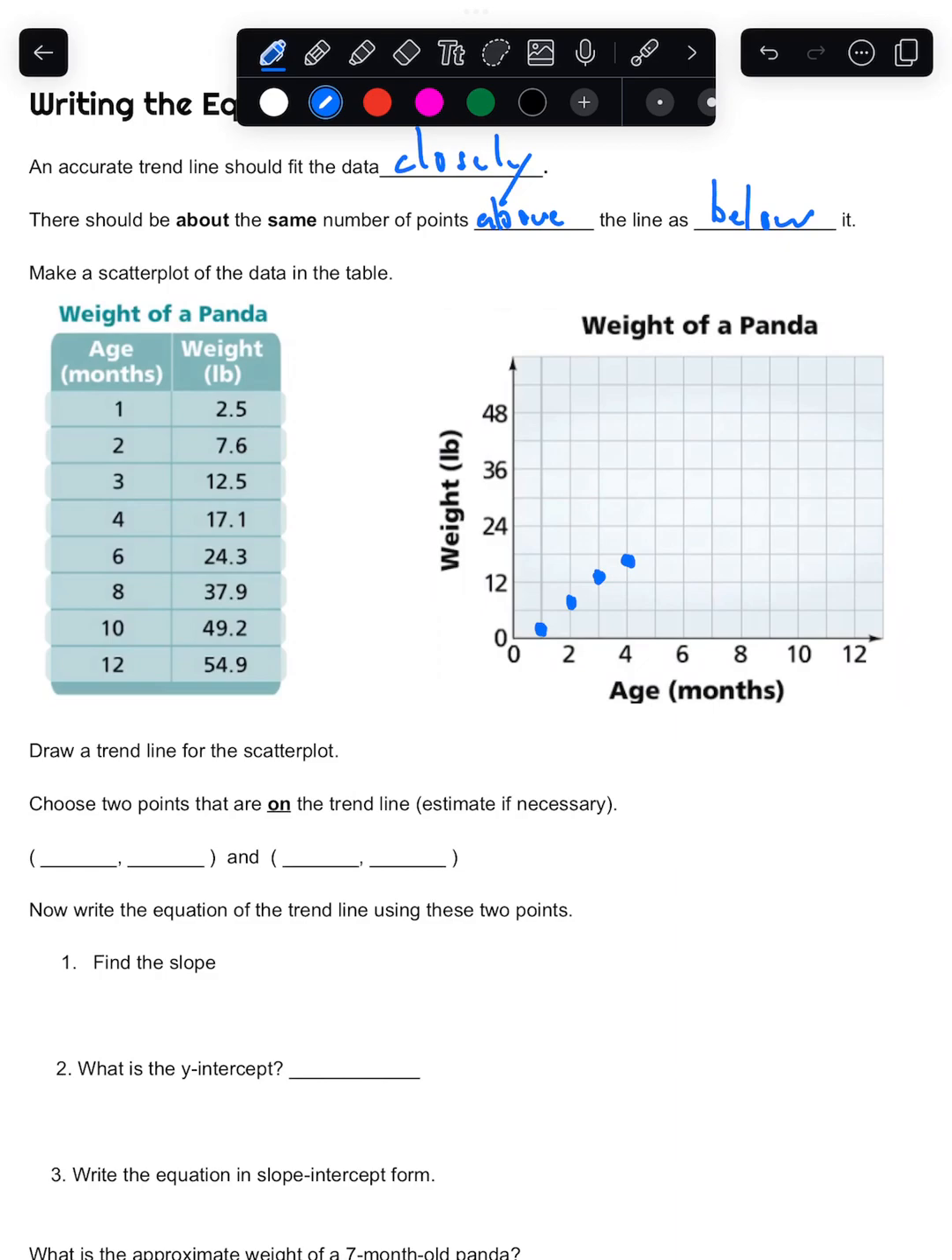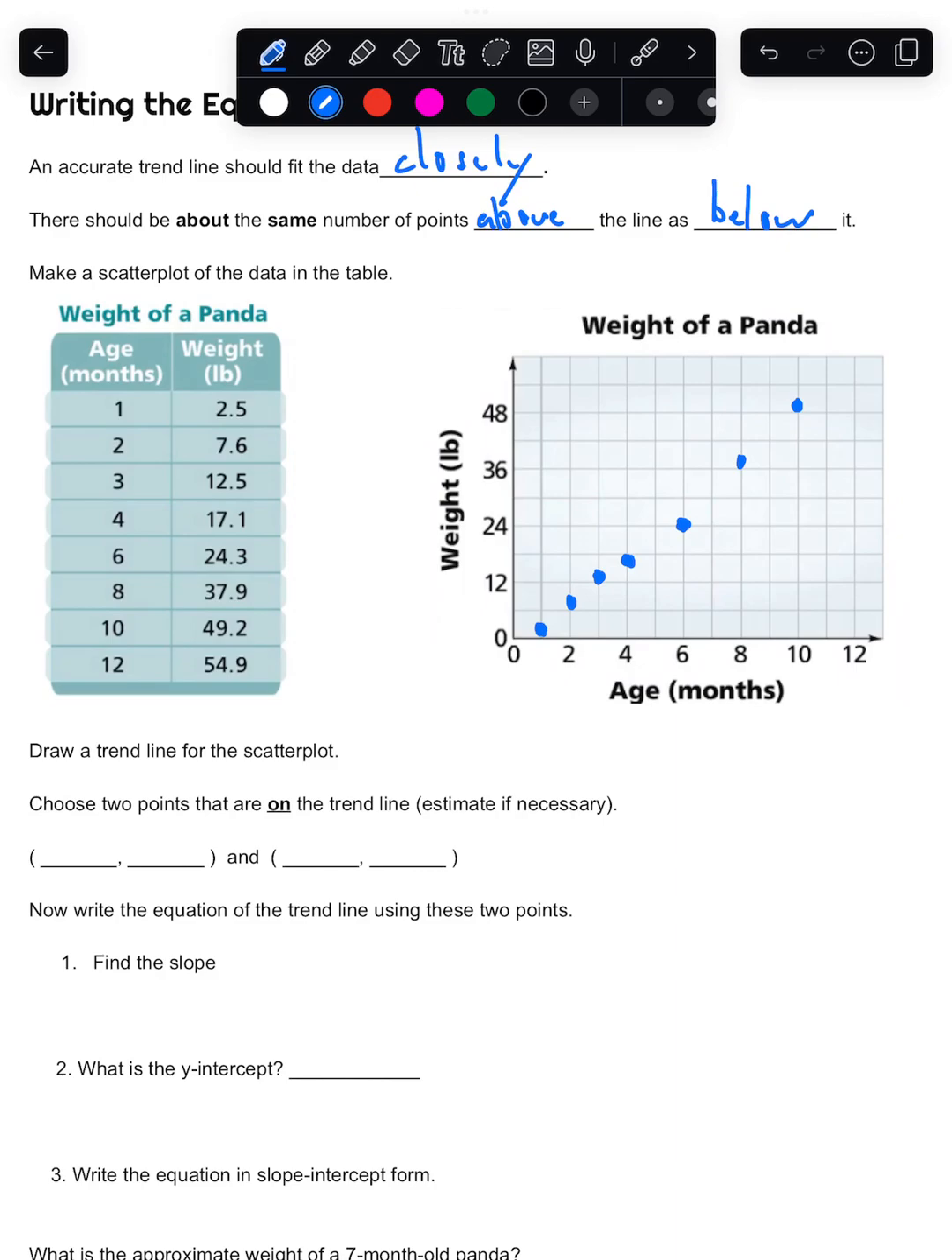Okay, now over to 6, so we're going to skip 5, go up to 24.3. All right, there's a 24 right there, so we're pretty much right on that point. I'll try to go just a tiny bit above it. Over to 8 and up to 37.9. So let's see, there's 36, so we'll go up a little bit above 36 into here. Over to 10 and up to 49.2. If that's 48, we're going to go a little bit higher than 48.